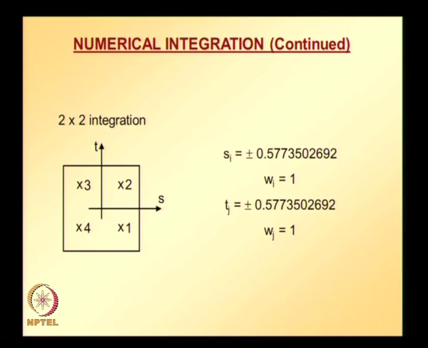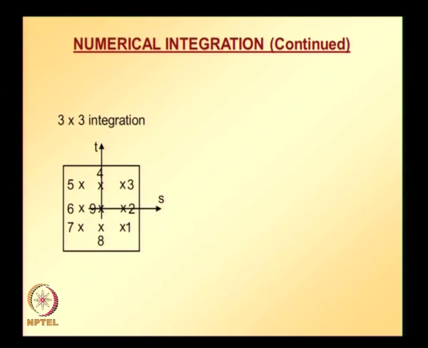locations along s direction, locations along t directions, and weight along s direction, weight along t direction are given here. So, by taking Cartesian product of this s values s1, s2 and t1, t2, we get the locations of all the 4 integration points, and the weight at each integration point is weight along s direction times weight along t direction.